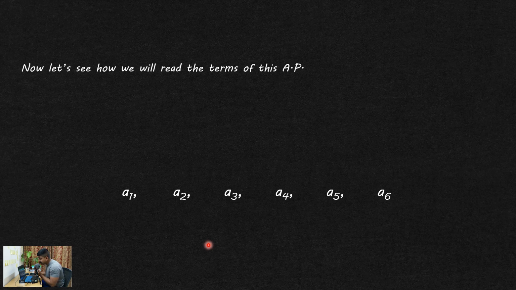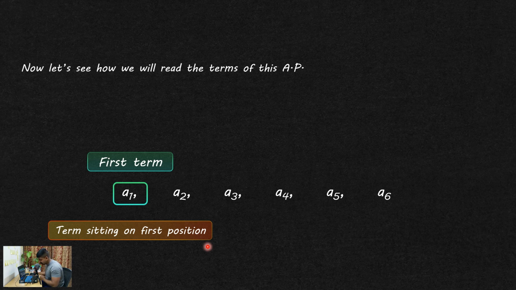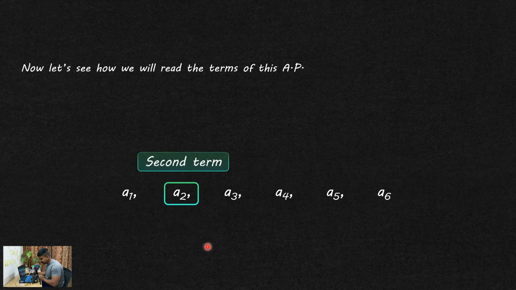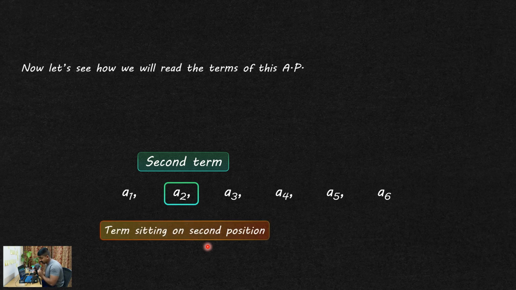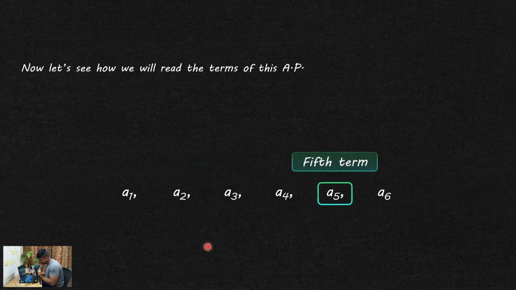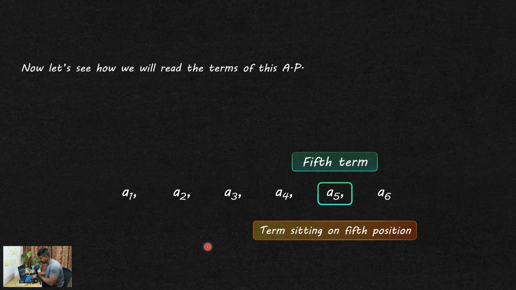Now let us see how we will read the terms of this AP. I have highlighted a1. a1 is the first term, or what I like to call the term sitting on the first position. Similarly, a2 is the second term, but I like to call it the term sitting on the second position. a5 is the fifth term, and we'll call it the term sitting on the fifth position.